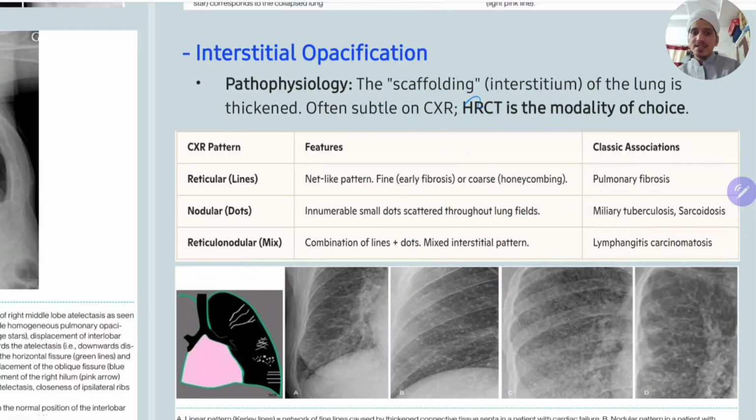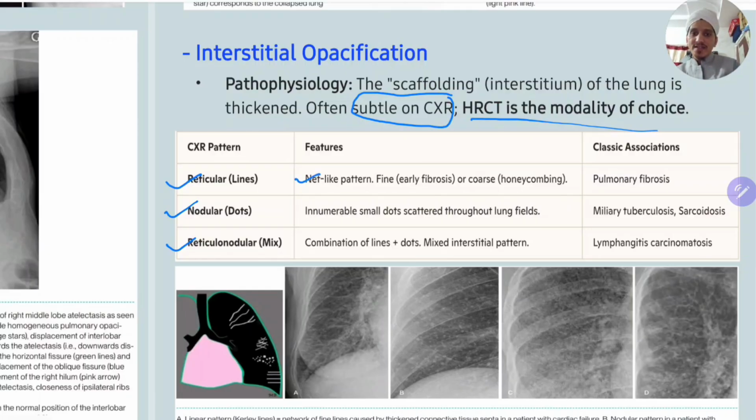The findings of interstitial opacification are minimal on chest X-ray. That's why HRCT is the modality of choice to know interstitial opacification and to know the cause of the interstitial opacification. So what can be the patterns of this interstitial opacification? Three patterns: reticular means lines, nodular means dots, reticulonodular means lines and dots. So it can be network-like lines, or it can be lines with dots. It can be mixed, a combination of lines and dots.